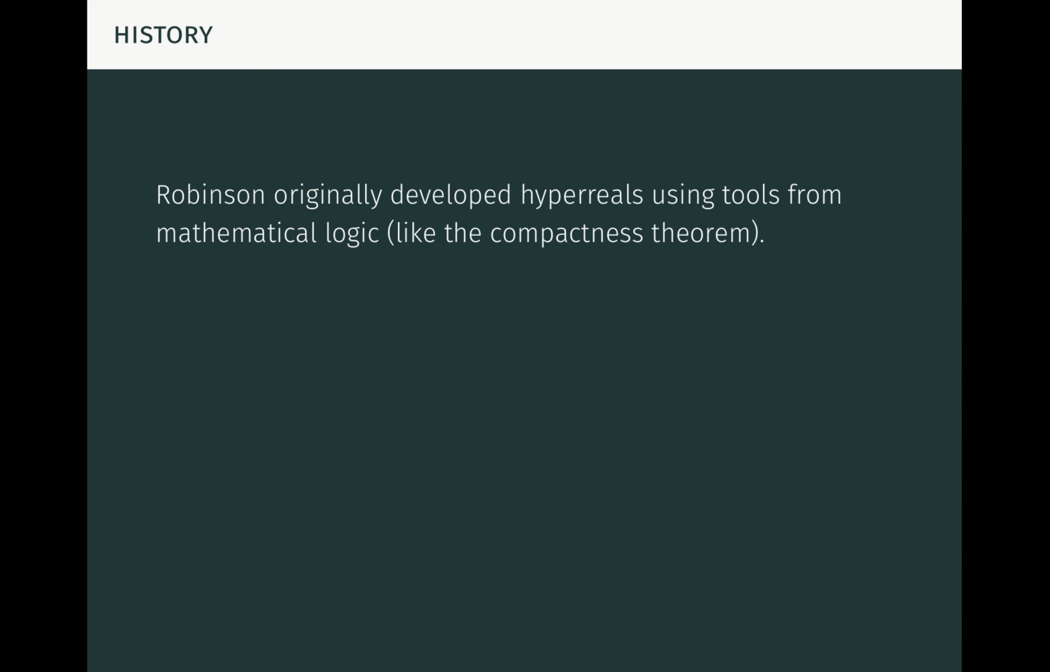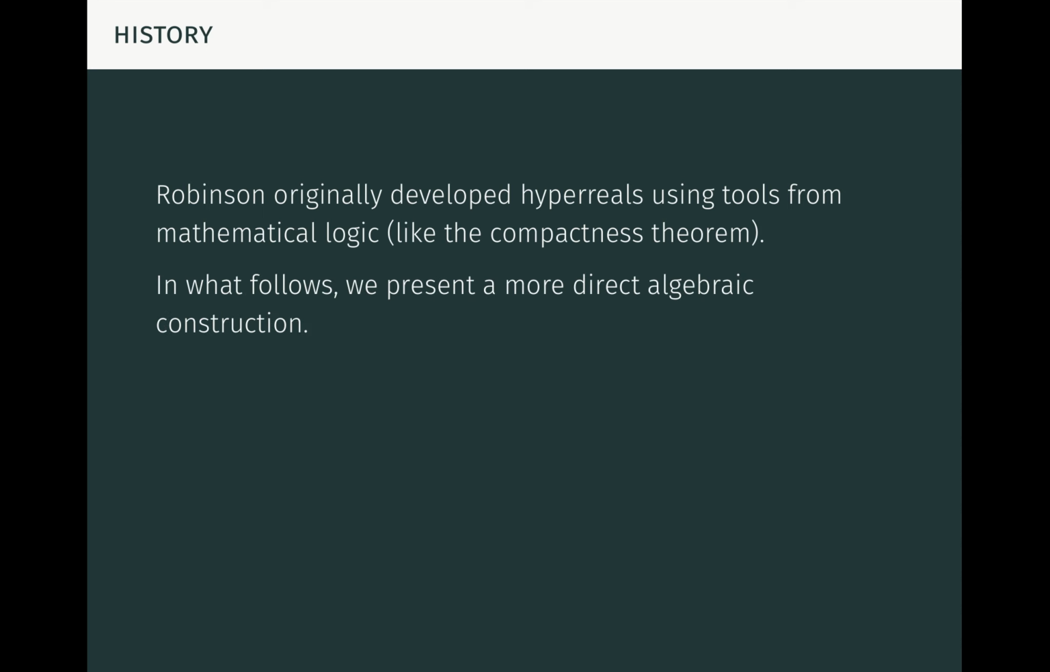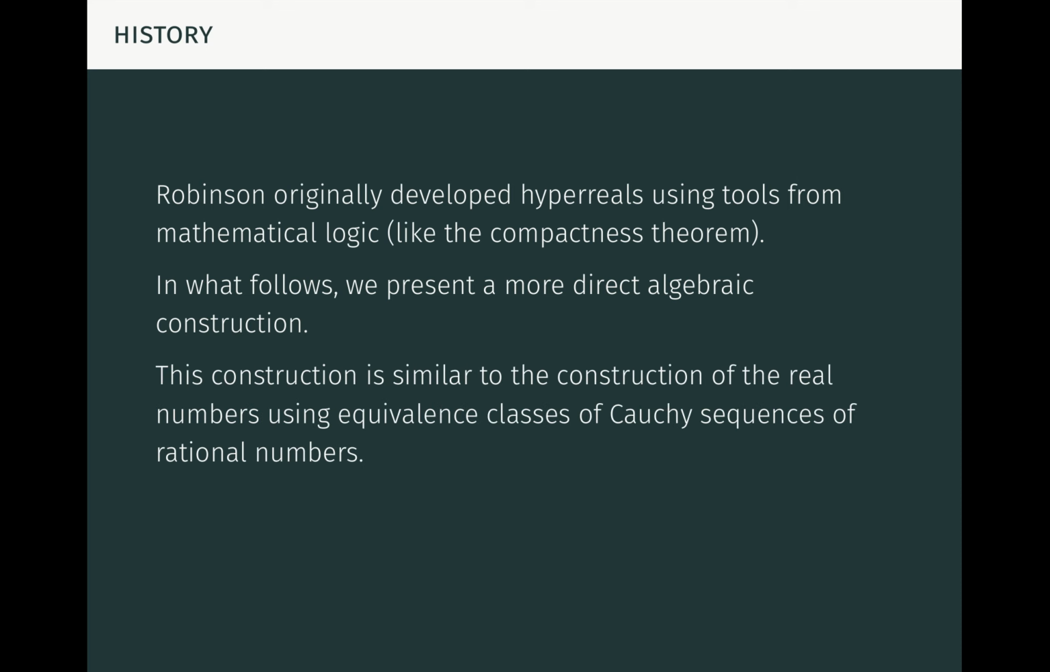Now, Robinson originally developed the hyperreals using tools from mathematical logic, like the compactness theorem. In what follows, I'm going to present a more direct algebraic construction. This construction is similar to the construction of the real numbers using equivalence classes of Cauchy sequences of rationals. But first, we need to cover some preliminaries.